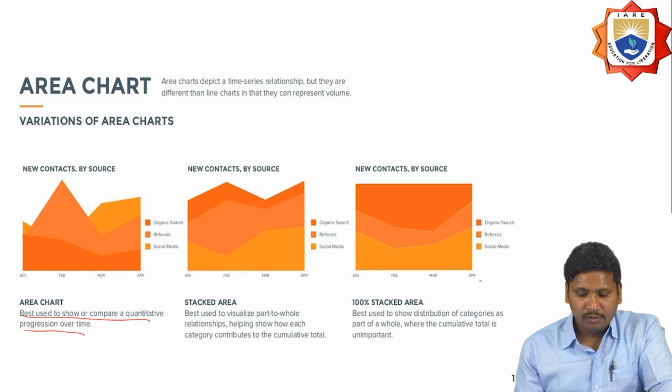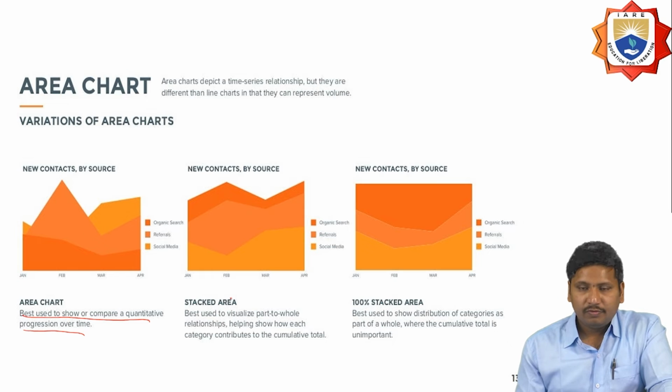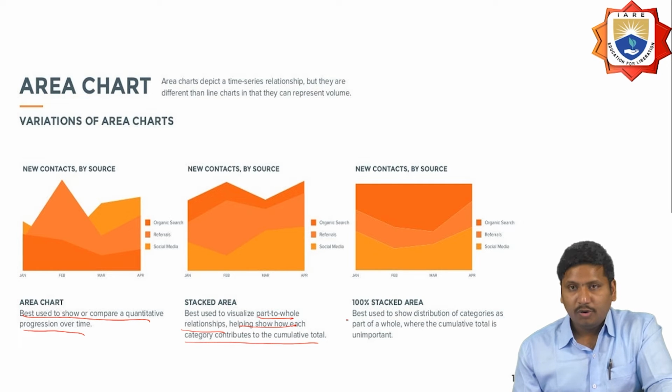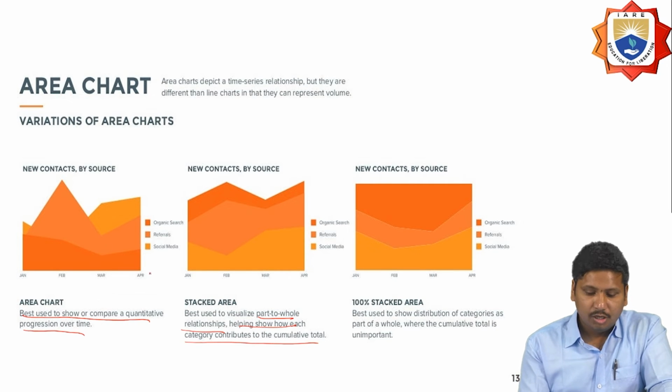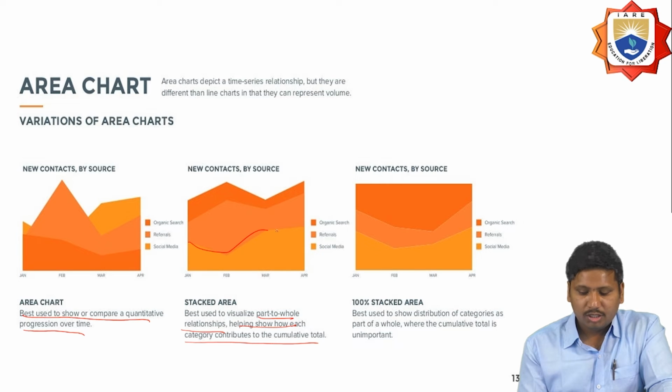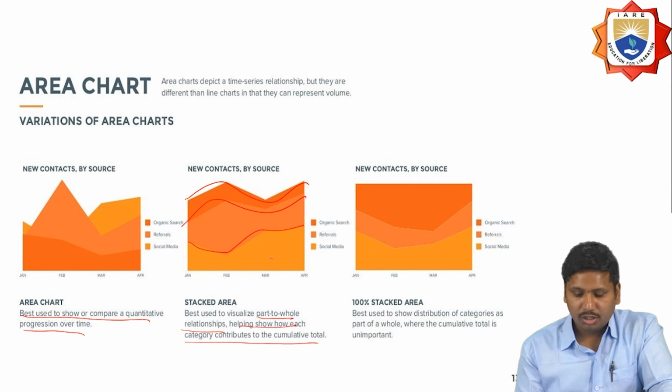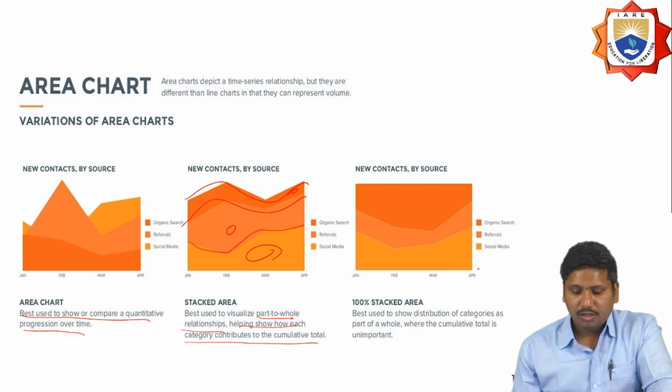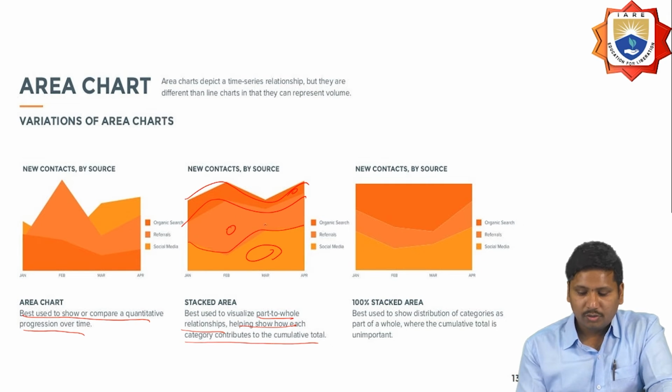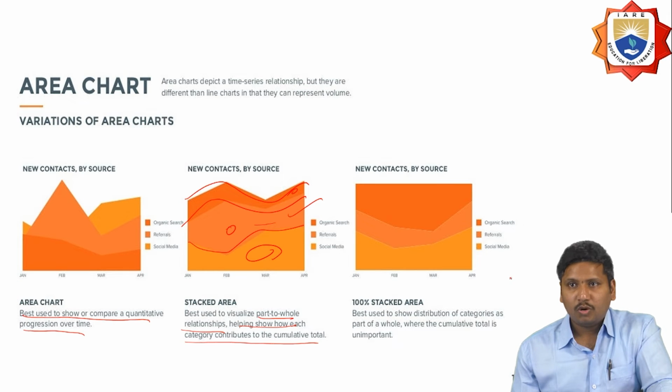Again, another kind is the stacked area chart. It is better for visualizing part-to-whole relationships. Same thing, it helps to show how each category contributes to the cumulative total. So by seeing this graph, I can understand how much area each variable is occupying, like social media, referrals, and organic sections. Which part is going to be occupied? The difference is going to be more occupied.